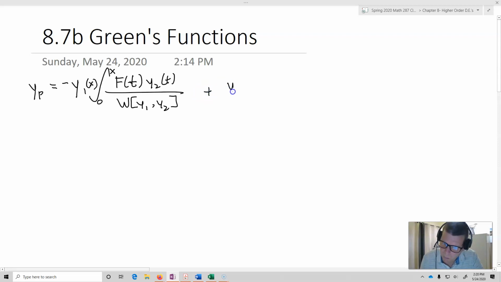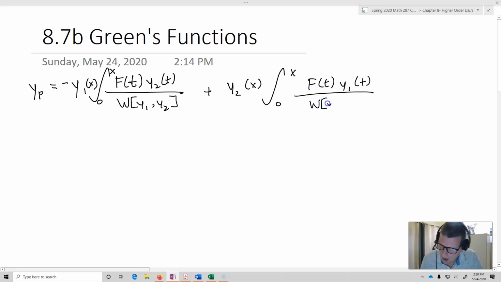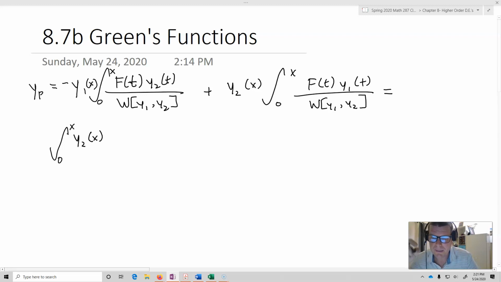Okay, plus y2 of x times the integral from 0 to x of f of t, y1 of t, over the Wronskian of y1, y2. Now, what I'm going to do here is pull everything into a single integral. This is then going to equal the integral, and I'm just going to switch my order. I'm going to make it y2 of x. Very important. So this is going to go from 0 to x, and y2 of x is going to be a constant with regard to this integral. This integral is going to be in terms of t, it's going to be dt, and evaluated from 0 to x, so y2 of x is going to be constant.